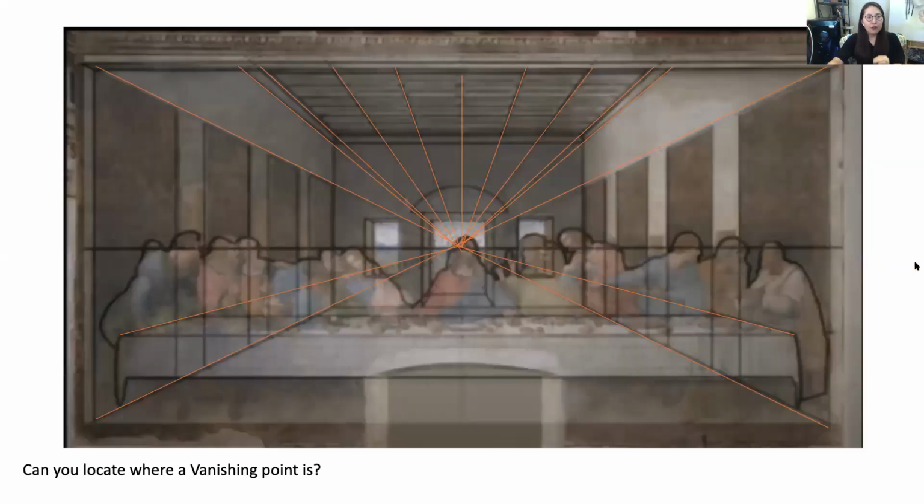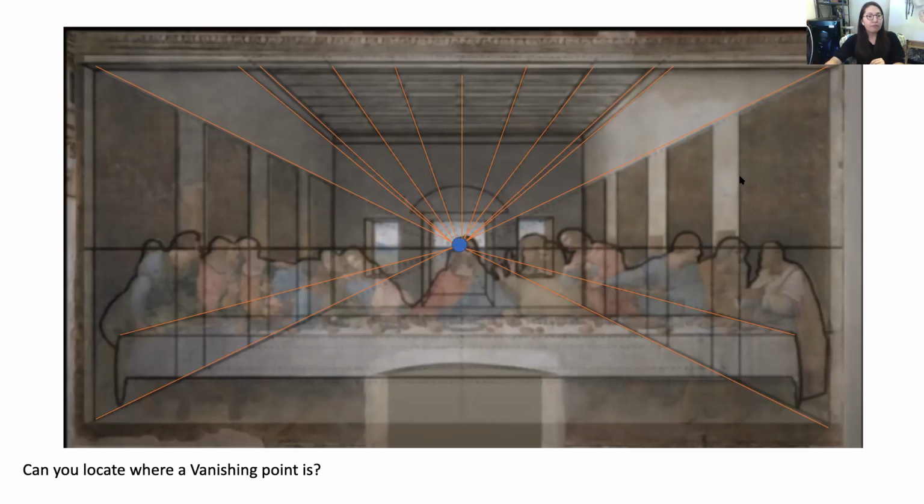Now, if you look back at Leonardo da Vinci's painting, do you see all the orthogonal lines now? If I follow the ceiling tile, you may notice that it all goes to one point. And if I follow all these rectangular shapes on the side of the wall, you will see it all recedes to one point.